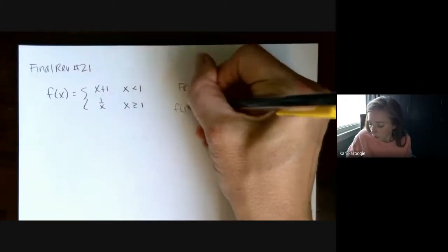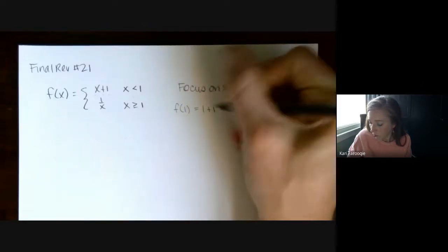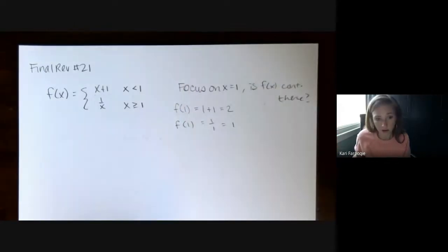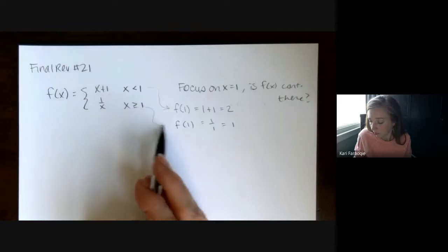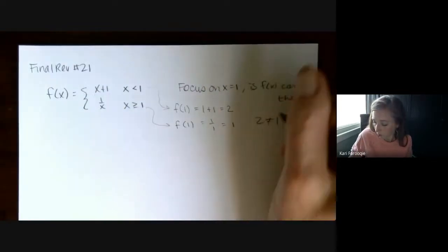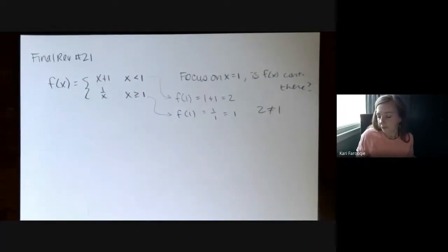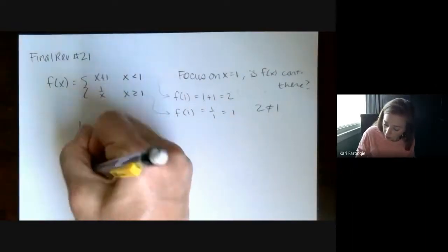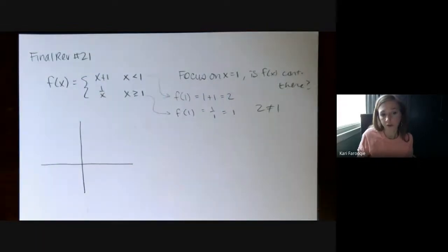So f of 1 would be 1 plus 1, which would be 2, or f of 1 would be 1 over 1, which is 1. So evaluating it for each instance, well, 2 does not equal 1, so automatically you know it's not continuous. If you feel comfortable with this, you can do that. If you feel like you need to see this visually, then graph it out.